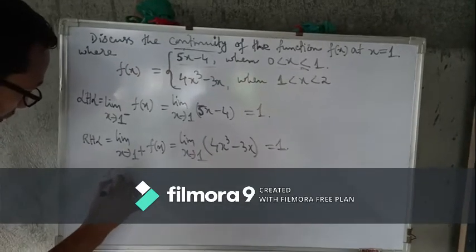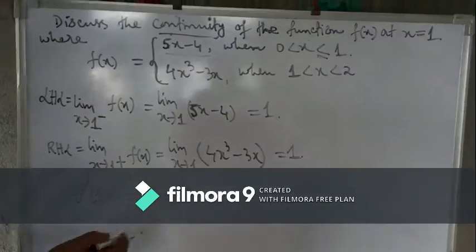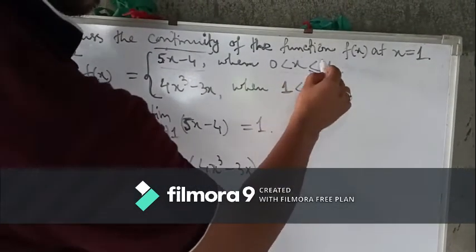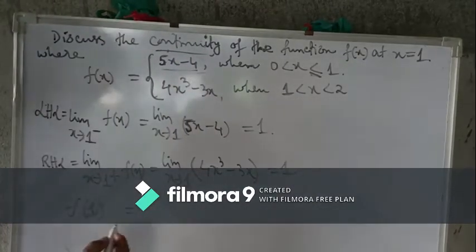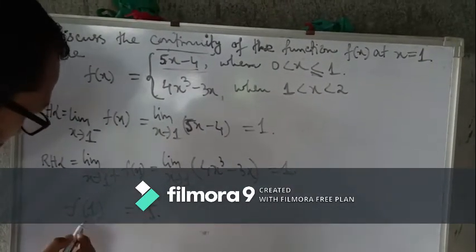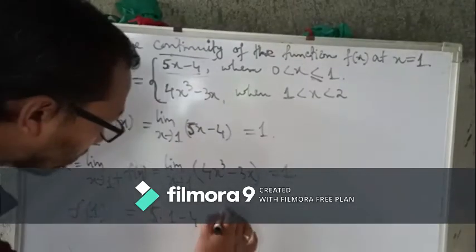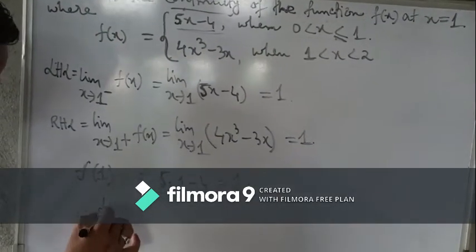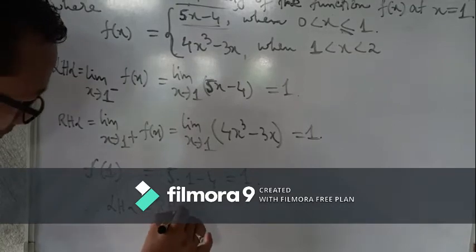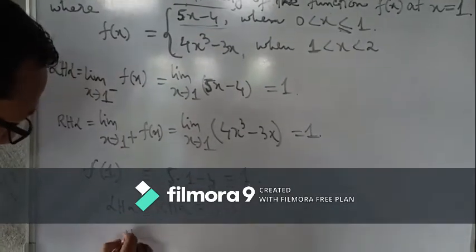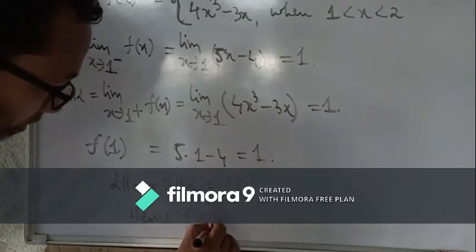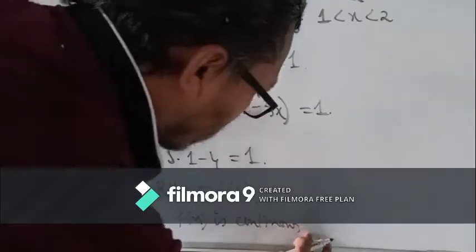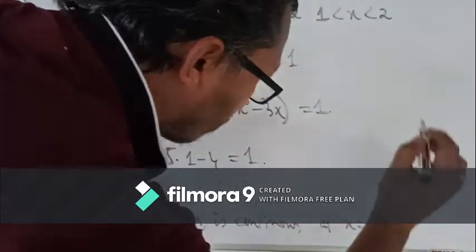F of 1 is, as you see, x is exactly equal to 1, so we are going to use this function for this: 5x minus 4, x will put 1, 1 minus 4, which is equal to 1. That means all the three are equal. So we can write LHL, left hand limit, equal to right hand limit, equal to f of 1. Hence f(x) is continuous at x equal to 1.